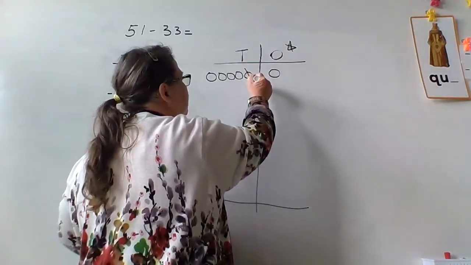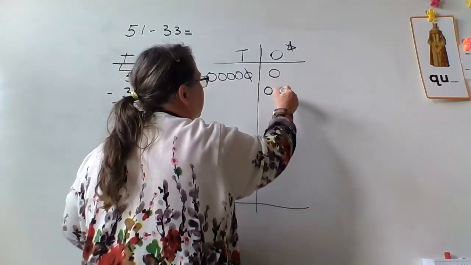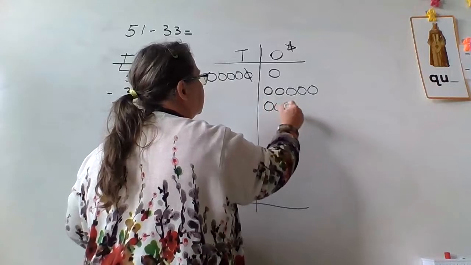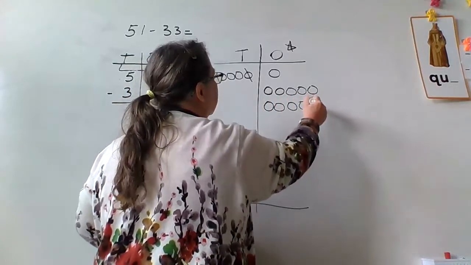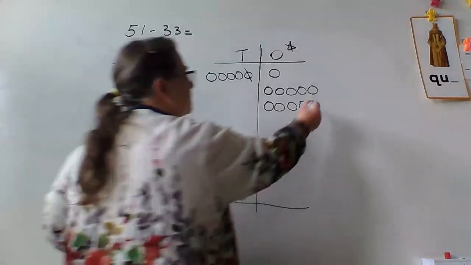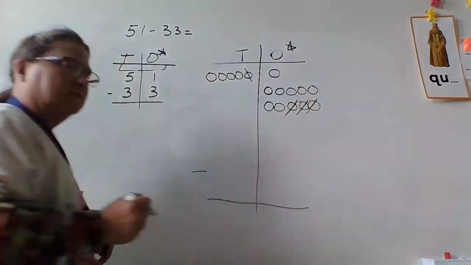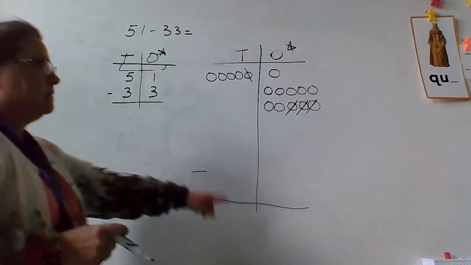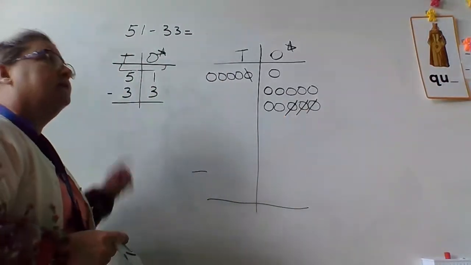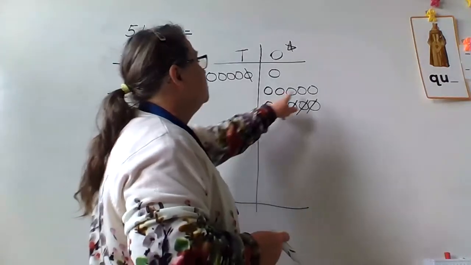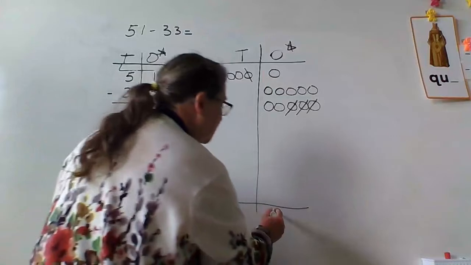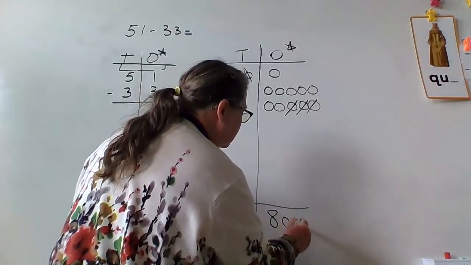I'm crossing off my 10, and I'm making 10 more. 1, 2, 3, 4, 5, 6, 7, 8, 9, 10. Now I'm ready to cross off 3. 1, 2, 3. Now I can count what I did. 1, 2, 3. Yep, I crossed off 3. I can count what's left. 1, 2, 3, 4, 5, 6, 7, 8. So I have 8 ones.